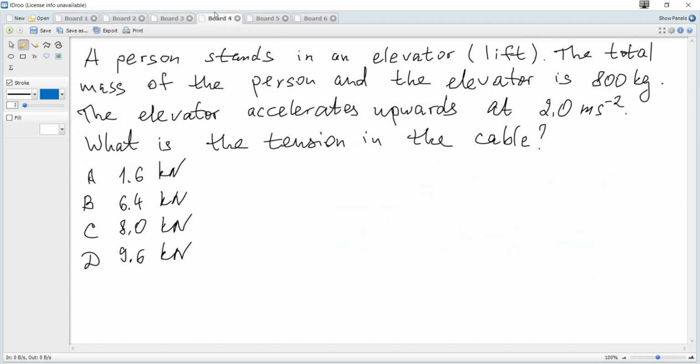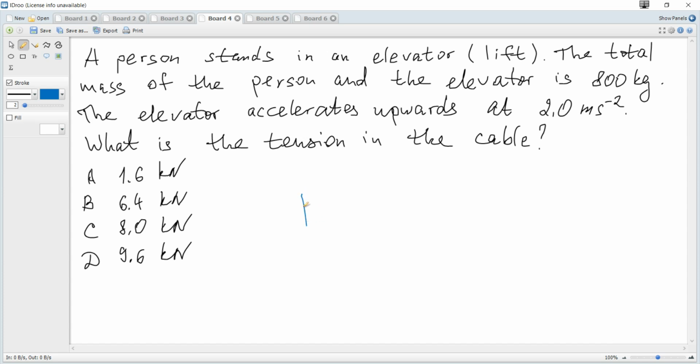The next, a person stands in an elevator lift. The total mass of a person and an elevator is 800 kilograms. The elevator accelerates upwards at 2 meters per second squared. What is the tension in the cable?